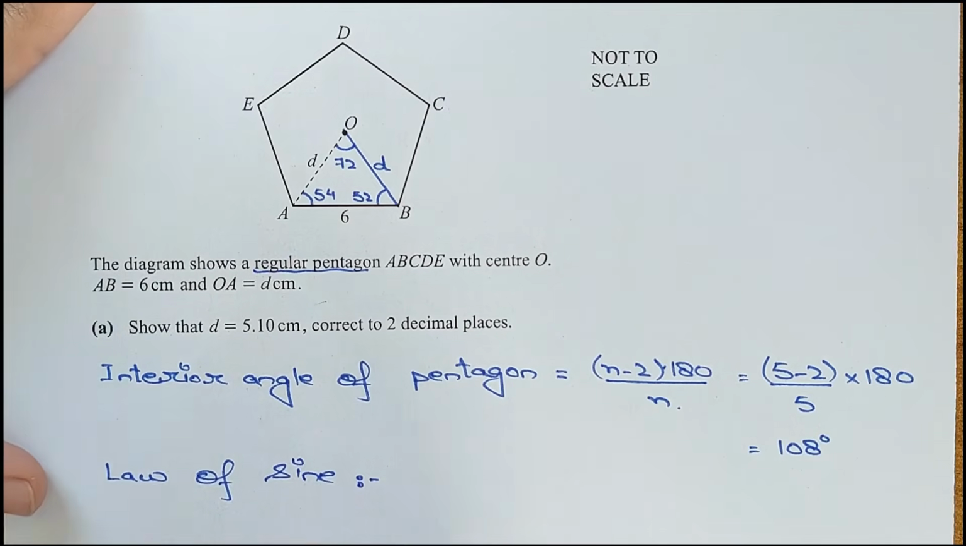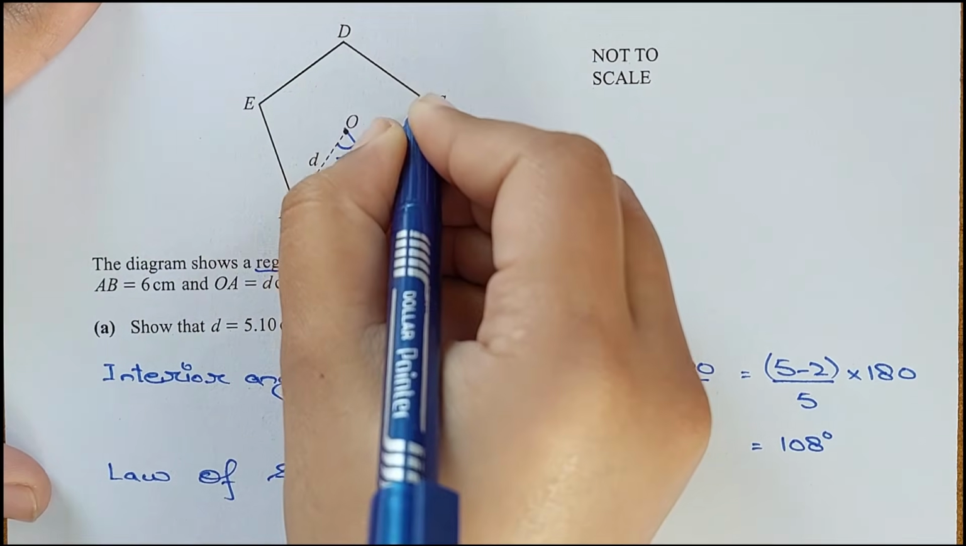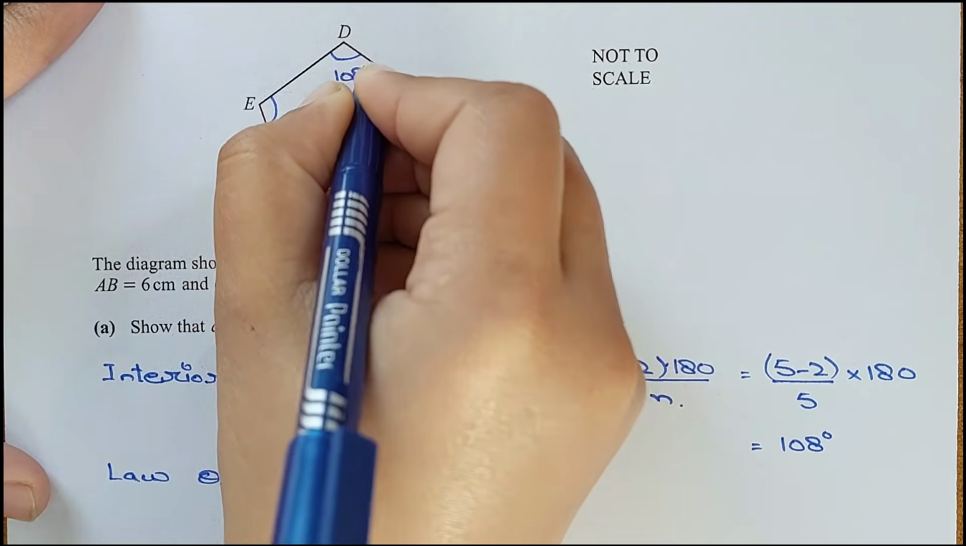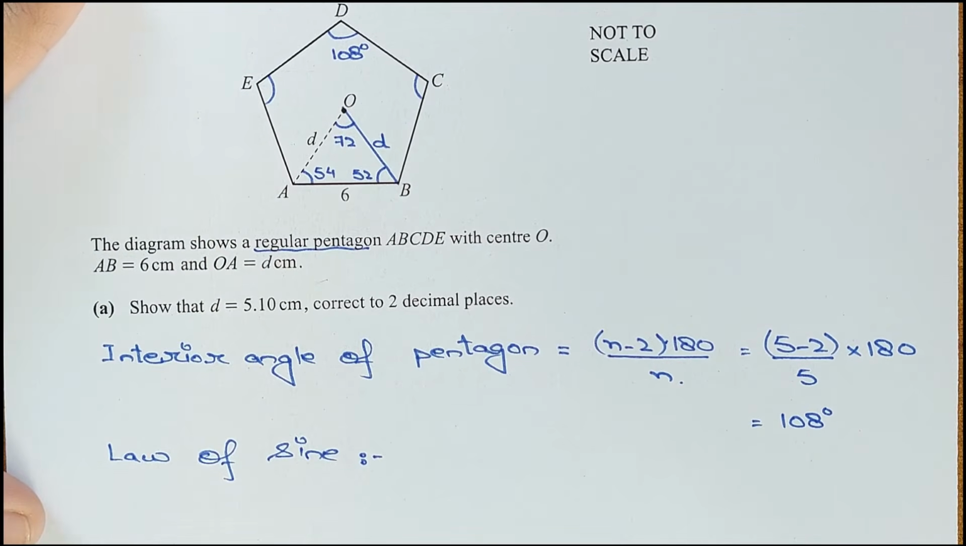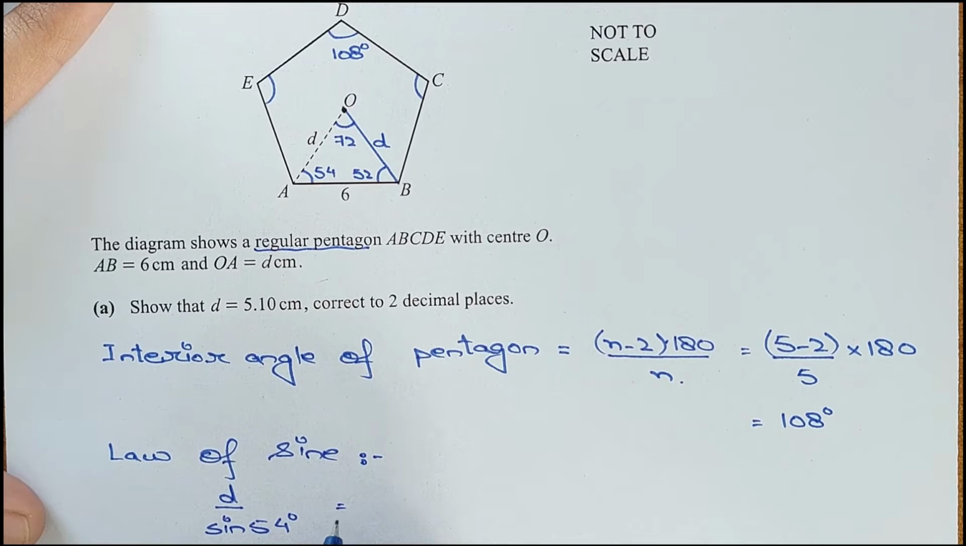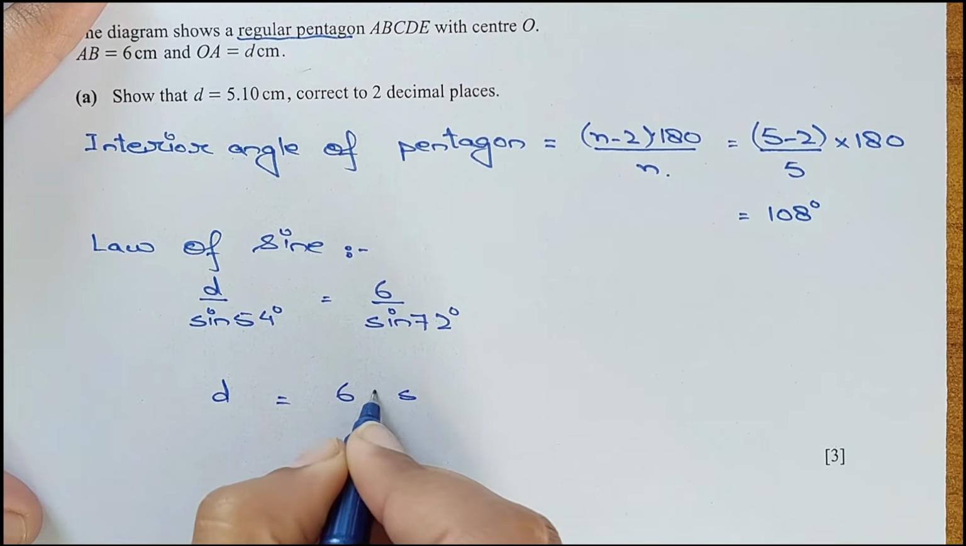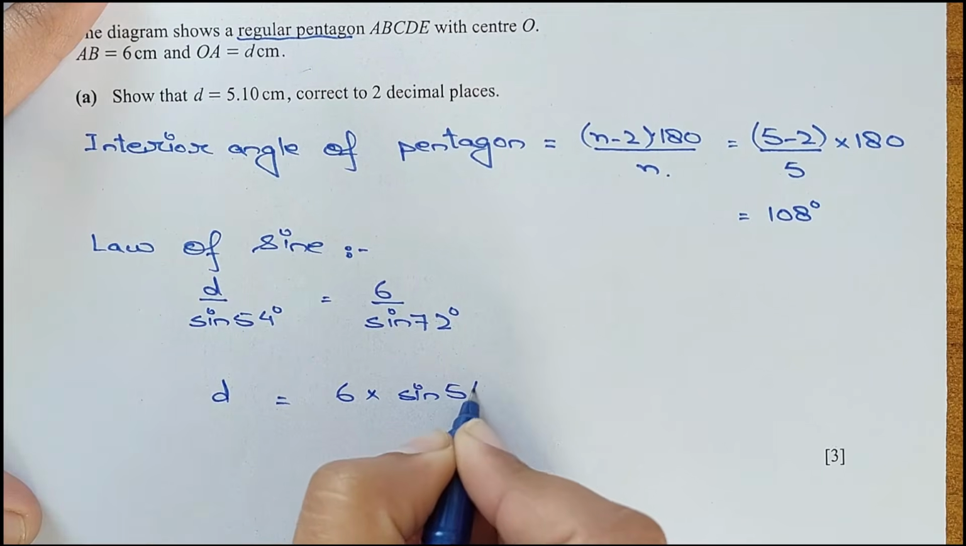Okay, so if I use the law of sine, all these angles are 108. It's a regular pentagon, so all interior angles are the same. So we can find the D. We can say that D over sine of 54 degrees is equal to 6 over sine of 72 degrees, right? So let me solve for D. D is 6 times sine 54 over sine 72.